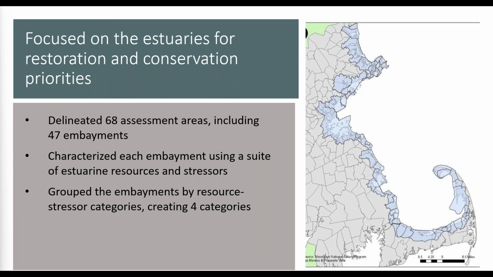Of the 68 assessment areas shown in the map to the right, 47 of those are embayments. These were grouped by similarity using principal component analysis of the resource and stressor criteria. This created 4 categories or clusters of embayments, which will guide the implementation of specific management strategies to improve habitat conditions. And we'll come back to this in a minute. Next slide.